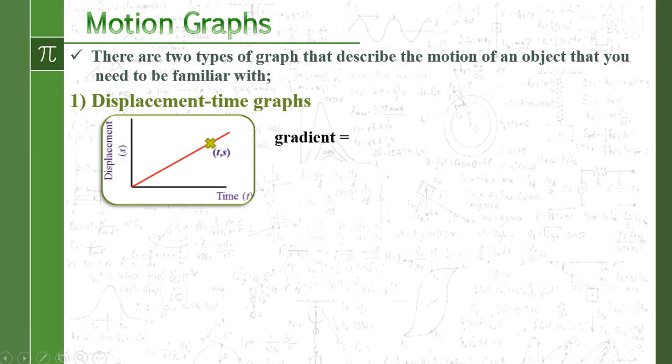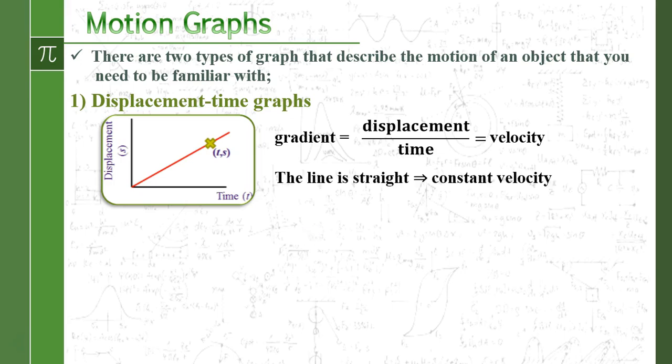We've got a straight line there, so our gradient, which is the change of displacement over change in time, would be our velocity, because speed equals distance over time would be the scalar version. In the vector version, it's displacement over time, and that is the velocity. So the gradient on a displacement time graph is the velocity of the particle that's moving, and in this case, because we've got a straight line, that means we've got a constant velocity.